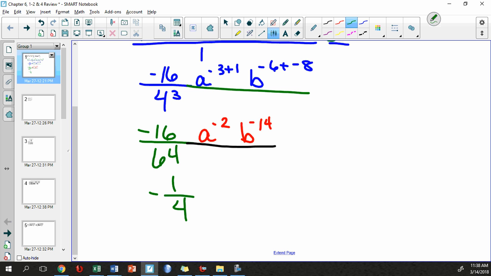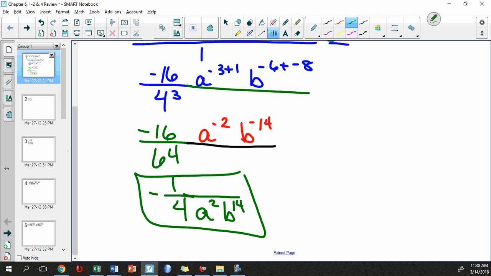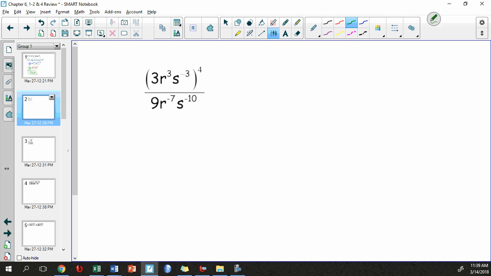Does the a to the negative 2 stay or go? Goes to the bottom and becomes a squared. Does it stay or go? The b goes to the bottom and becomes positive b to the 14th. Yes? Can we do it? Do we understand it? That is the first thing you need to know for the test tomorrow. We ready? Okay, next thing you need to know for the test.